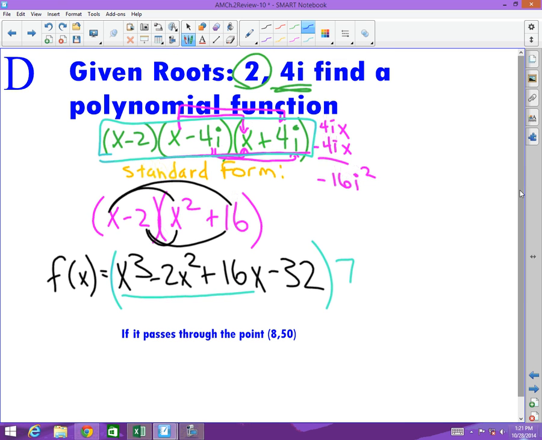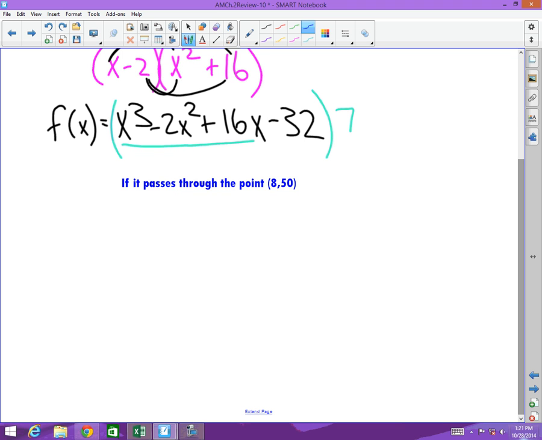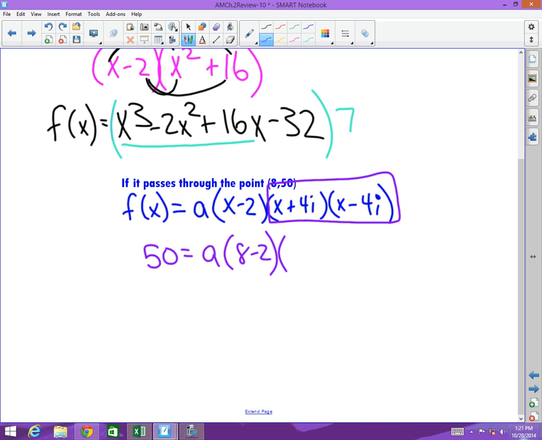Then if it gives you another coordinate, like if it passes through the point (8, 50), then you have to introduce an a value. And you would have a times x minus 2, x plus 4i, x minus 4i. And now you would have to substitute that coordinate in. And then a times 8 minus 2. And here you don't want to use those. You would want to turn that into the product so you don't have to deal with the imaginary part.